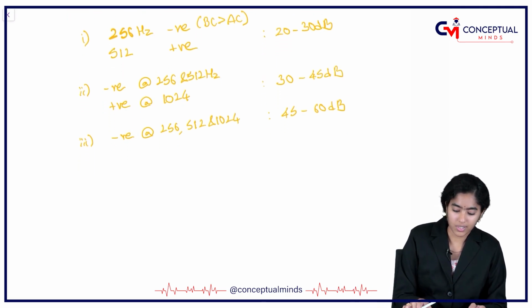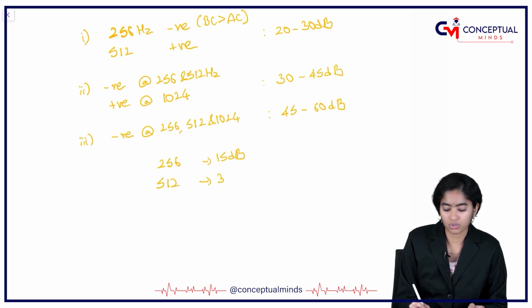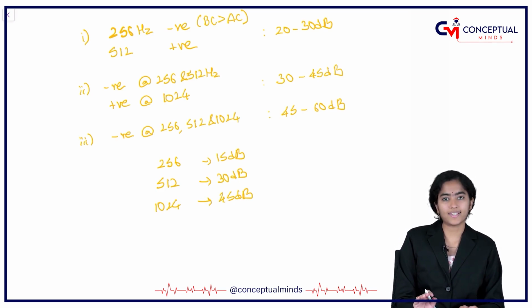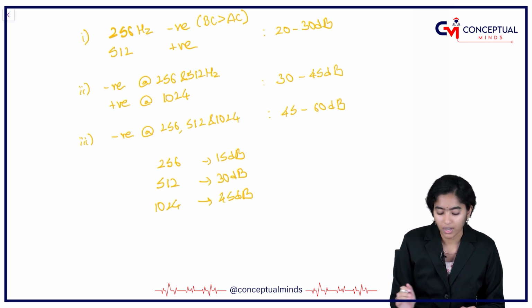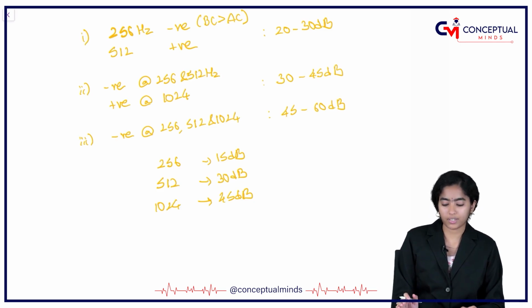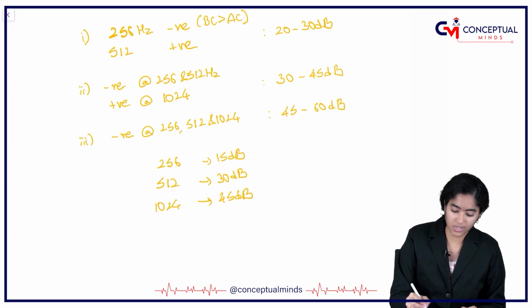So how to remember the numbers is, just remember 256 corresponds to 15 decibels loss, 512 corresponds to 30 decibels loss, and 1024 corresponds to 45 decibels loss, broadly. So 256 negative means he is at least having 15 decibels hearing loss. 512 negative means at least having 30 decibels loss. 1024 is also negative means he is at least having 45 decibels loss. This much, these three numbers at least we can memorize, right?